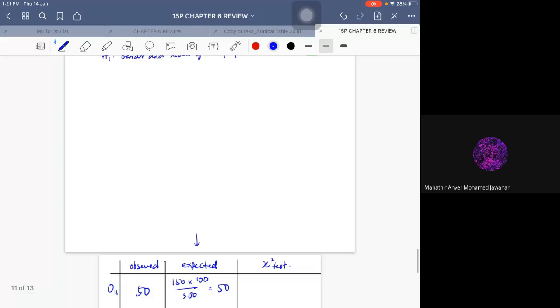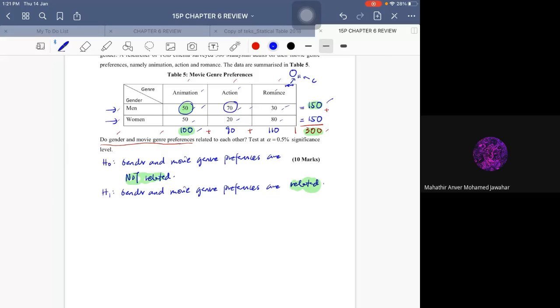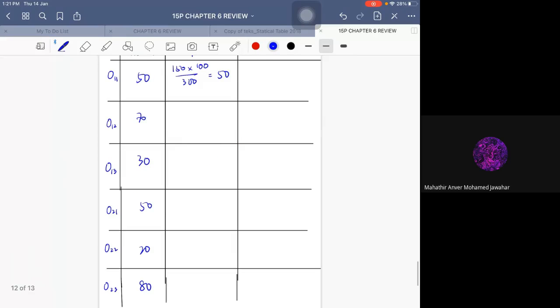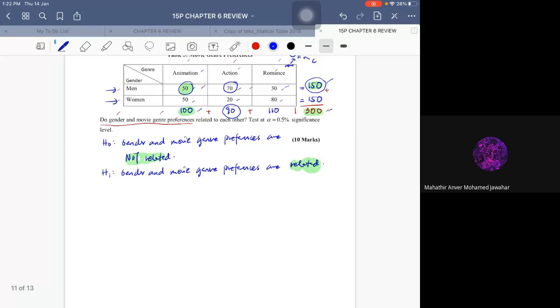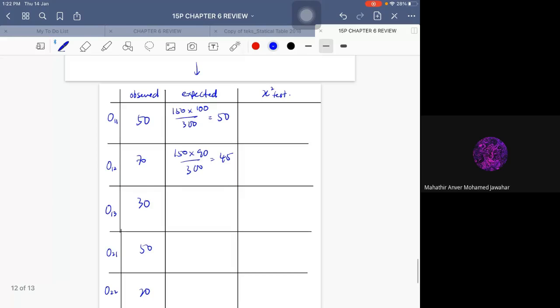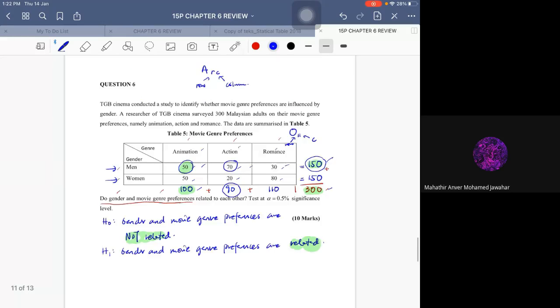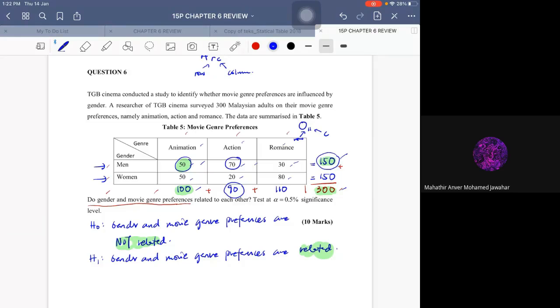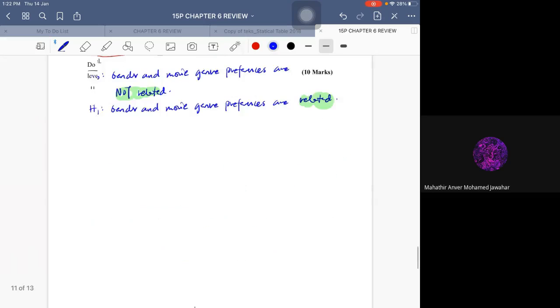And then when I want to find the expected value for the column right next to it, it's going to be 150 multiplied by the sum of the column, that is going to be 90, again divided by 300. So what's the value for that? 45. So it's going to equal a value of 45. So what about at O 1 3? What is going to be the expected value there? I'm going to have 150 multiplied by 110, divided by 300. 55. Okay, it's going to equal 55.